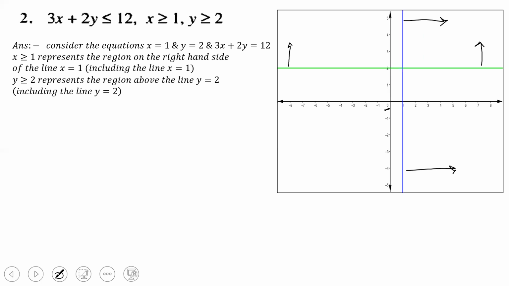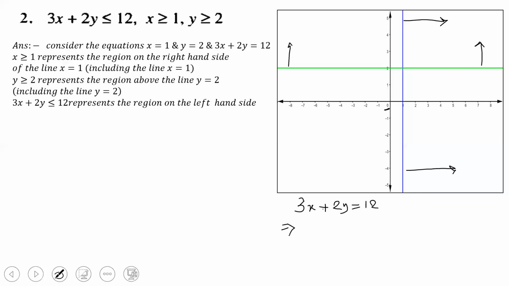Okay, so next is 3x plus 2y equals 12. Now you all know the representation of any equation of a straight line in the intercept form. So this is 3x plus 2y equals 12. We can write this as 3x upon 12 plus 2y upon 12 equals 1. And this we can write again as x upon 4 plus y upon 6 equals 1.